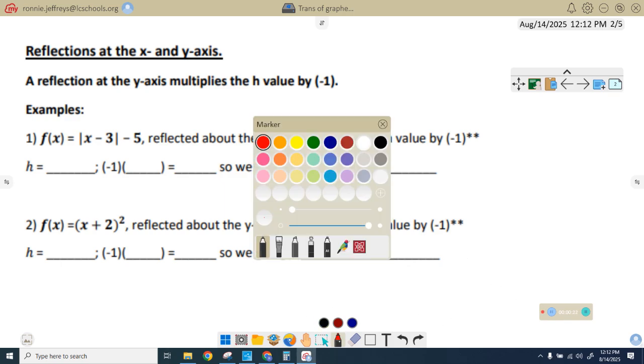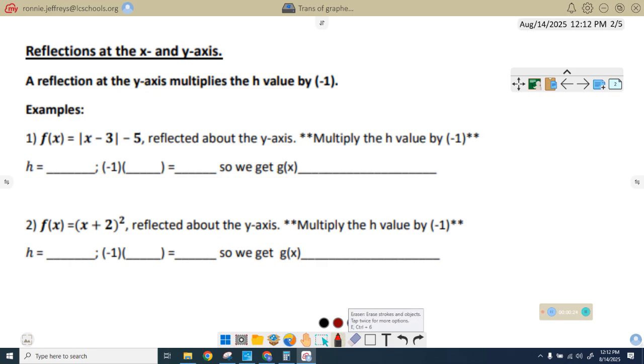So today we are looking at some translations of already graphed functions, and we're going to look at reflections at the x or y axis. Okay, so this is what happens if it's drawn and it's like a mirror image. Why this is needed, I don't know.